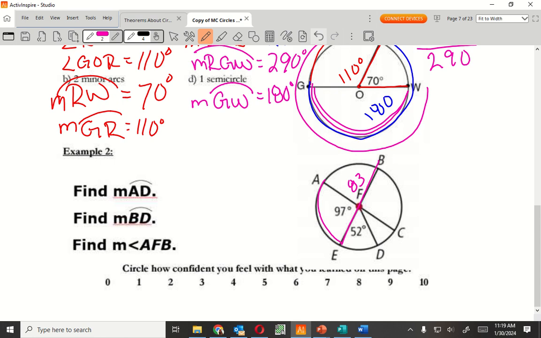Using that same information there, this one is also a straight line that goes through there, right? So from here to here is also 180.